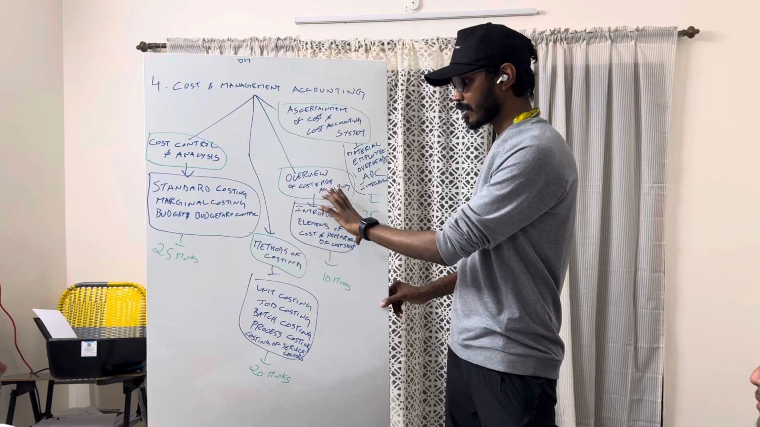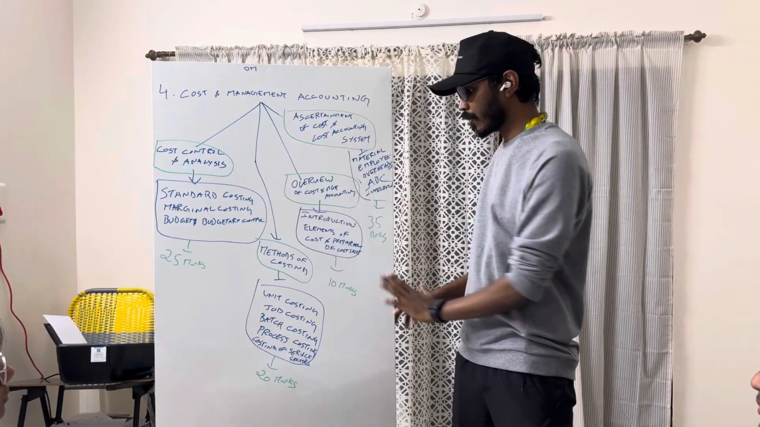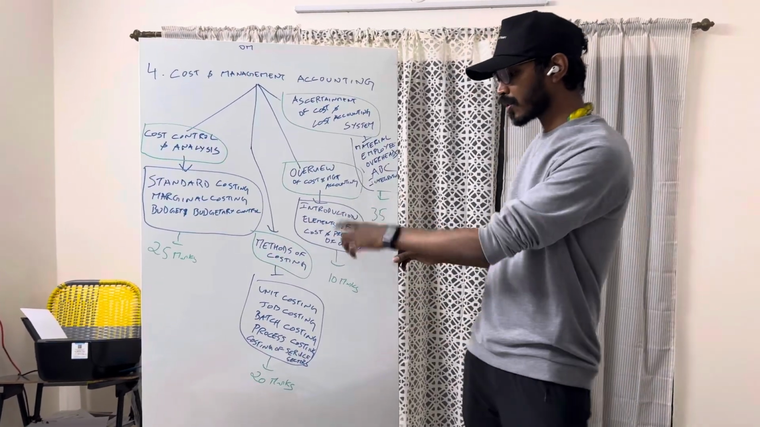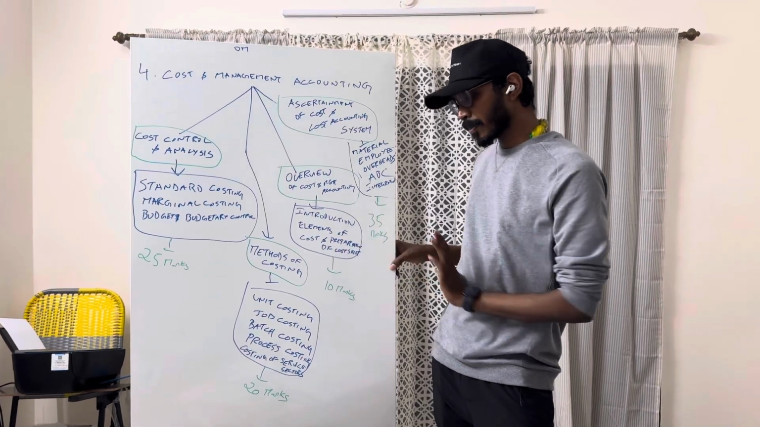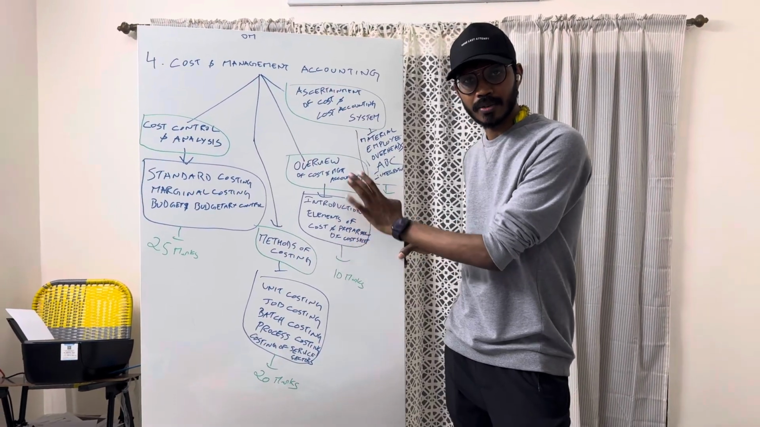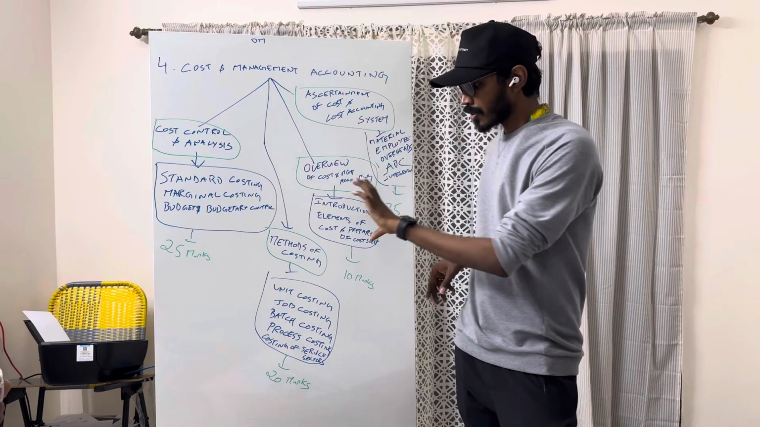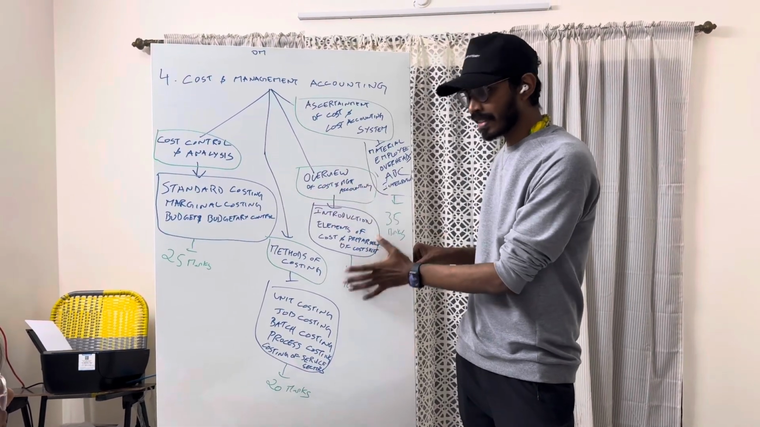The first component is the overview of cost and management accounting. So you have the introduction chapter. It also has the element of cost and preparation of cost sheet. Together you'll get it for 10 marks. So the weightage is not very linear. These 2 topics will give you at least 10 marks.